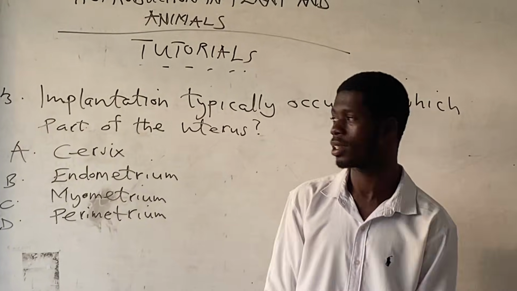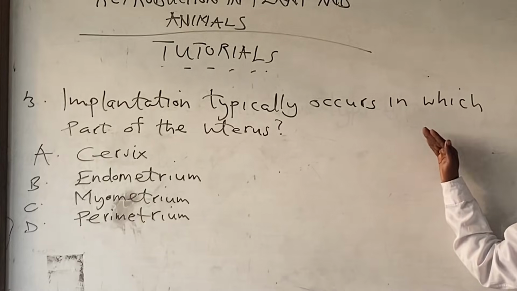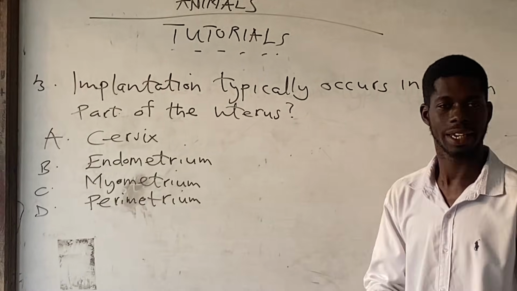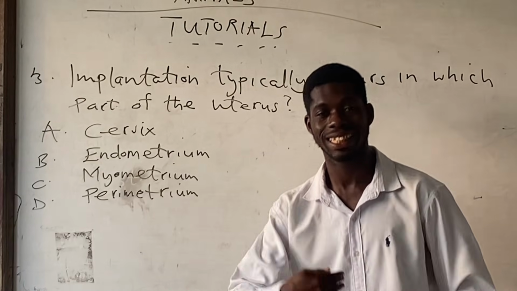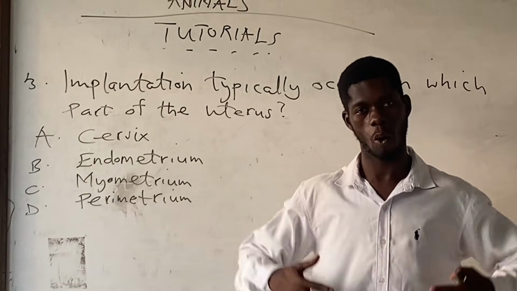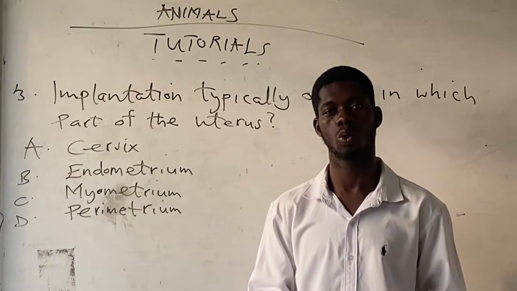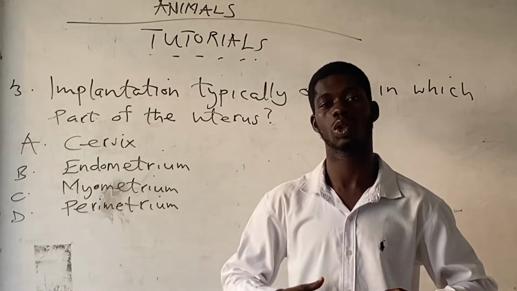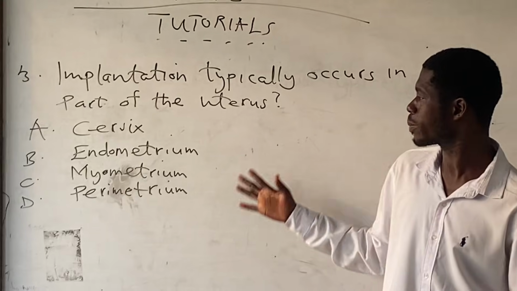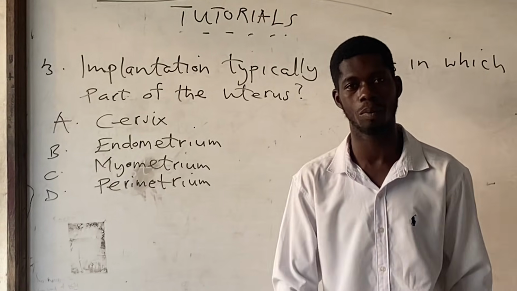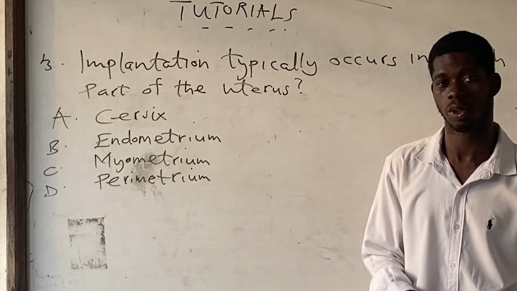Okay, so question 3. It says implantation typically occurs in which part of the uterus? And as I said, implantation is when the embryo gets attached to the walls of the womb or the uterus. So which part of the womb does implantation occur?